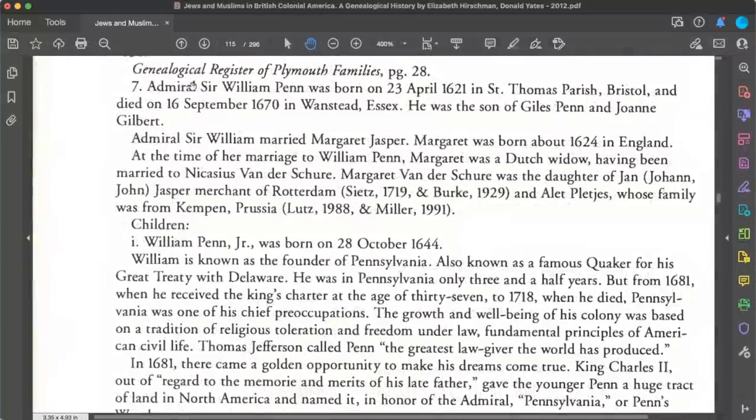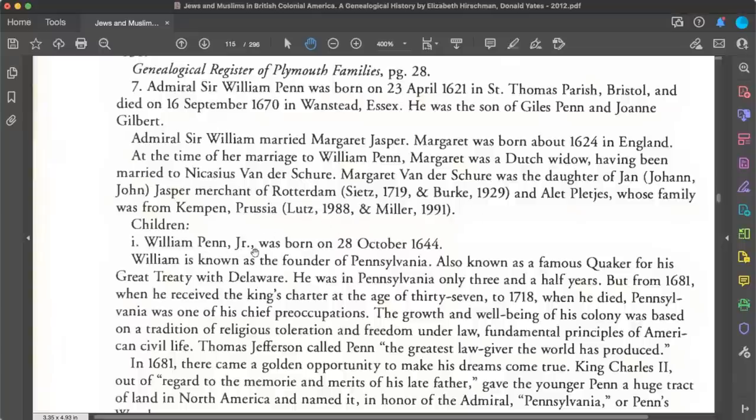Genealogical Gleanings of Plymouth families, page 28, says Admiral Sir William Penn was born 23rd of April, 1621 in St. Thomas Parish, Bristol, and died on 16 September 1670 in Wanstead, Essex. He was the son of Giles Penn and Joanne Gilbert, all right, the Gilberts and the Penns. Admiral Sir William married Margaret Jasper. Margaret was born 1624 in England. At the time of her marriage to William Penn, Margaret was a Dutch widow, so-called Dutch, having been married to Nicasius van der Schuurt. Margaret van der Schuurt was the daughter of Johan John Jasper, merchant of Rotterdam, and Alet Plitges, whose family was from Kempden, Prussia.